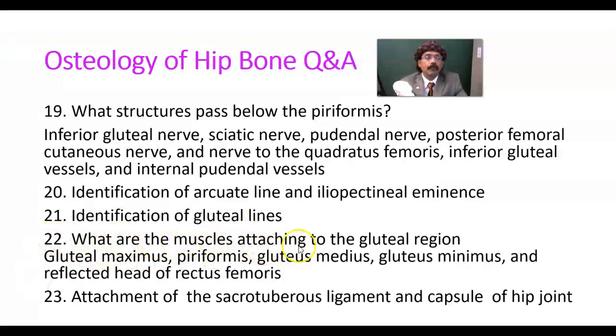Now, what muscles are attached to the gluteal region? We just discussed that part. Attachment of the sacrotuberous ligament, from the sacrum to the ischial tuberosity, that is also attached to the posterior border of the ilium. We must know that part. Capsule of the hip joint margin, we also get the acetabular labrum, and the fibrous capsule here and the acetabular labrum here.